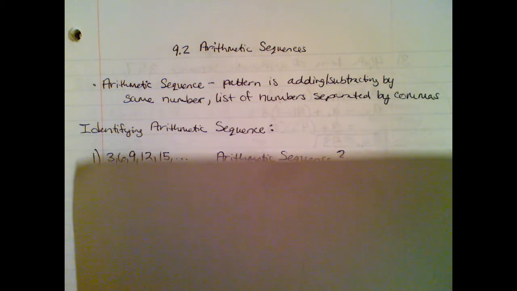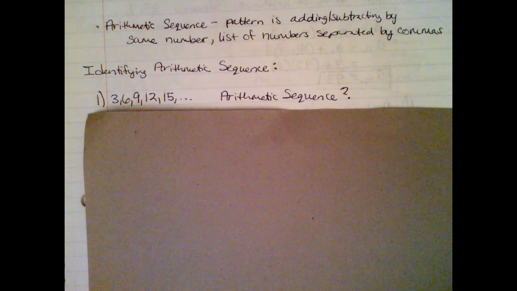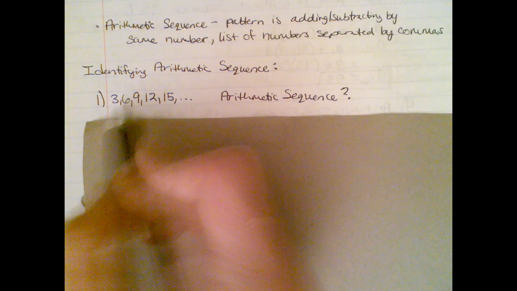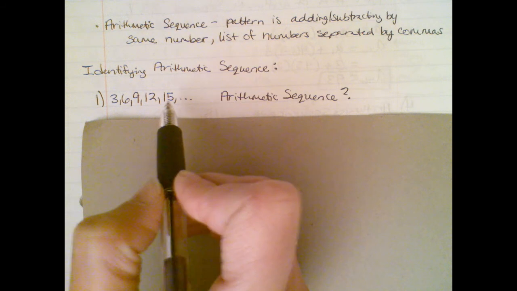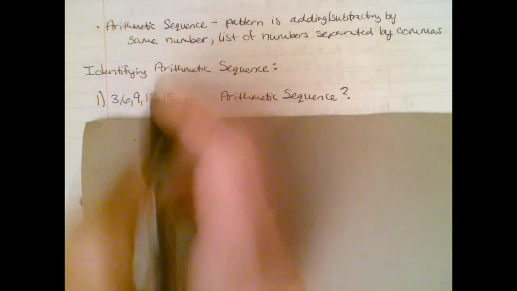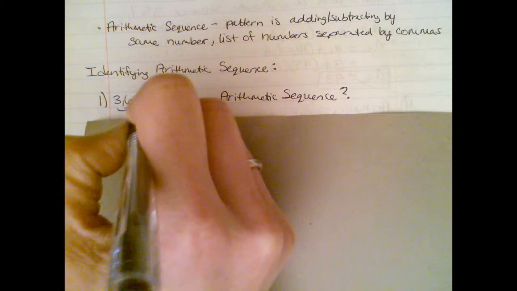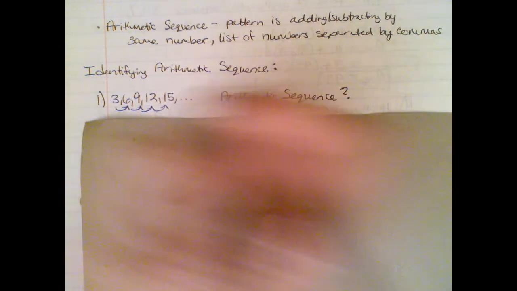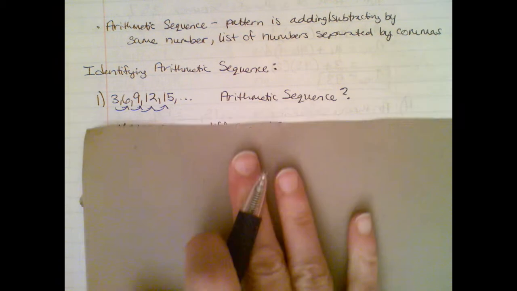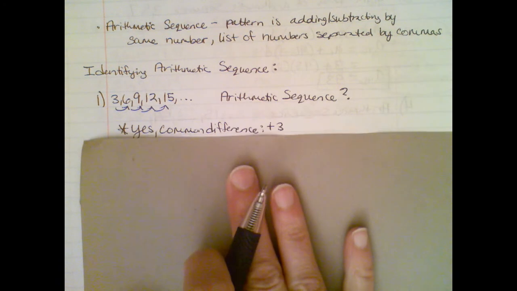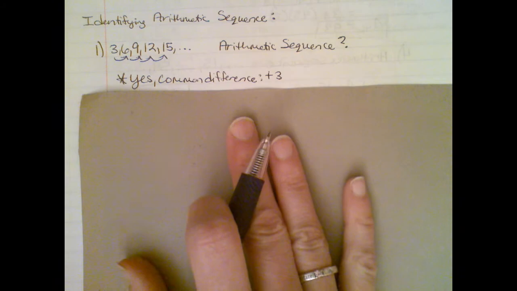So we're going to take a look at identifying yes or no, is it an arithmetic sequence or not. Again, it's separated by commas, so that means a sequence, so that is good. And then the pattern has to be adding or subtracting by the same number. Notice each time I am adding 3. So I would say yes, this is an arithmetic sequence, and my common difference is adding 3 each time.